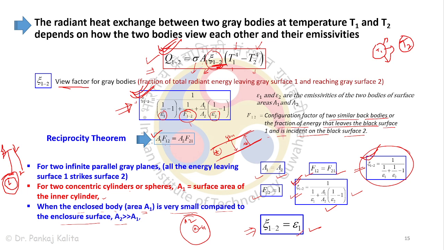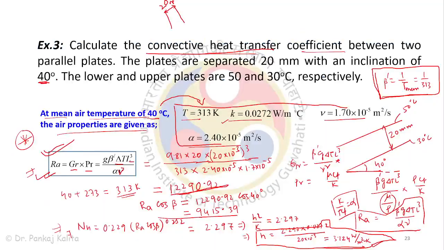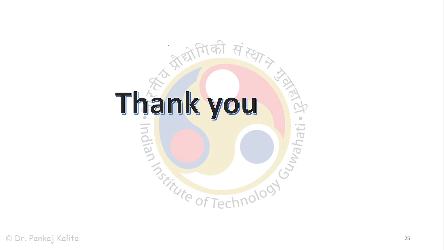If you are talking about an enclosed body that is very small compared to the enclosure area, say A2, then A2 will be much greater than A1, so the ratio A1 by A2 will be negligible. So when you simplify it, it will be equal to the emissivity of this smaller body. Okay, so I hope you know how these three formulas come depending on what type of system we are talking about. What you need to remember is this formula and this formula. Okay, that's all about what has been talked about in the lecture.